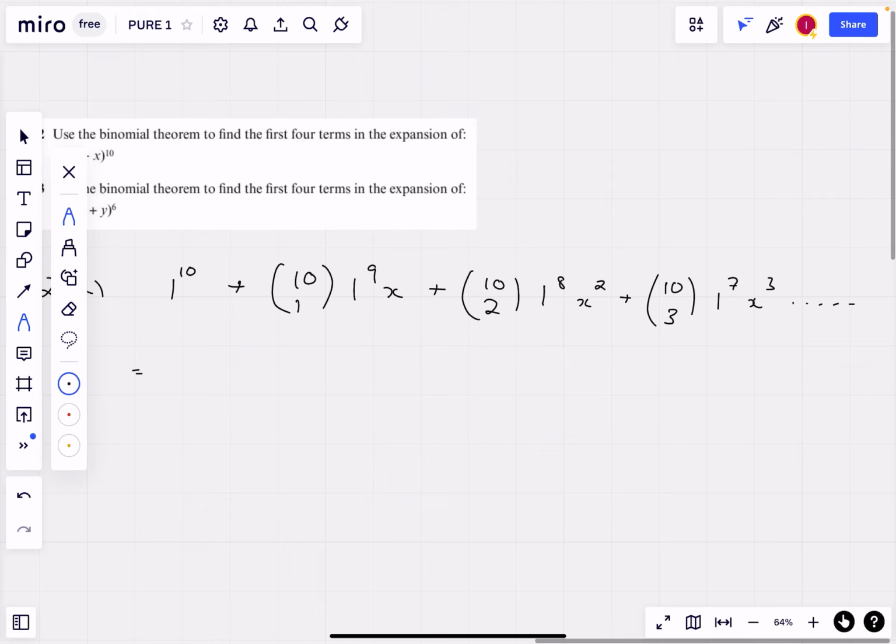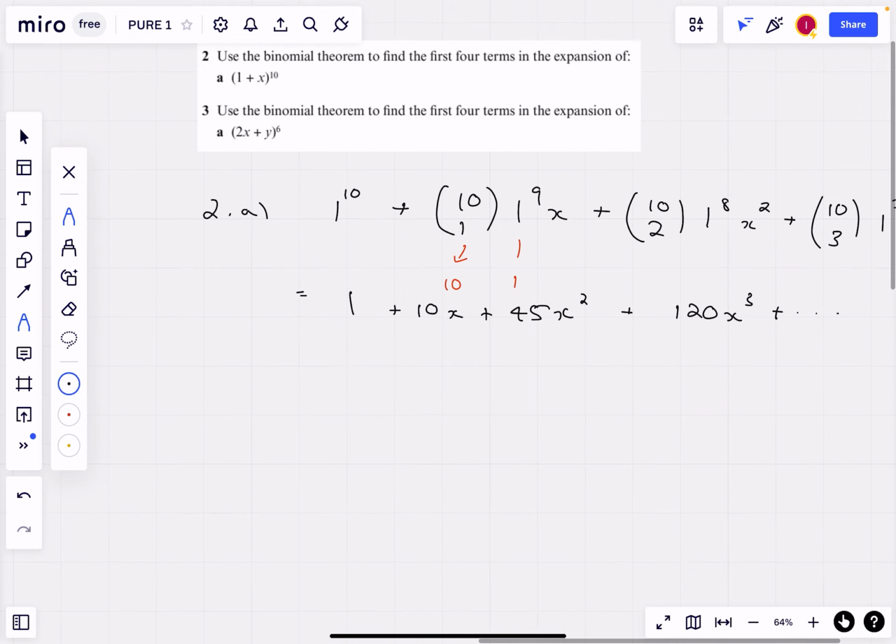Okay, 1 to the power of 10 is just 1. 10c1 would give you 10. 1 to the power of 9 is just 1, and then x, so 10x. You're going to do that same thing. You're going to break down each one. The next one will be 45x squared, and then 120x cubed, and then so on, because you don't care about the rest. Okay, next one.